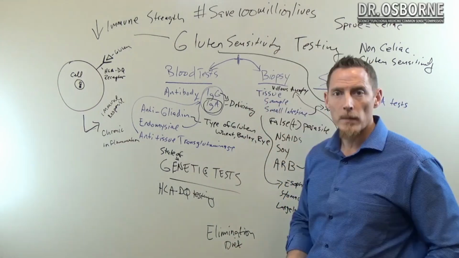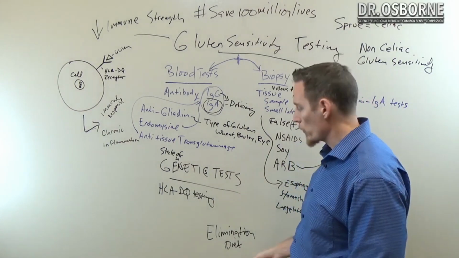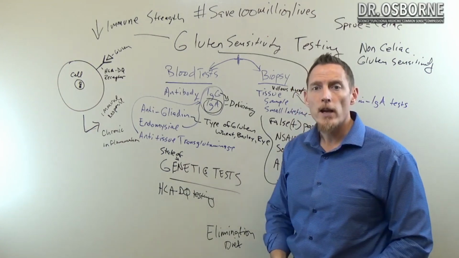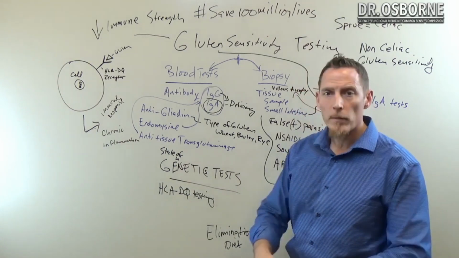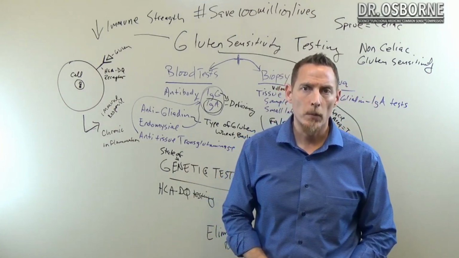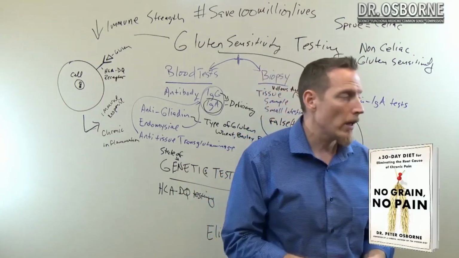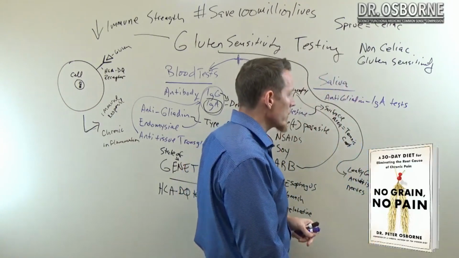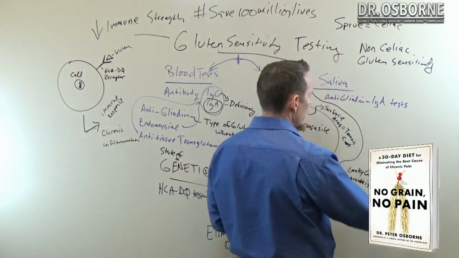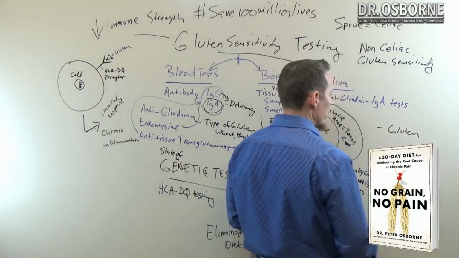I mean, you can do an elimination diet, and some people do, and they feel better, but here's what an elimination diet won't tell you. Understand, some people feel better. If you haven't read my book, No Grain, No Pain, I talk about a lot of these different concepts in the book, but some people feel better when they cut grain out of their diet. And one of the reasons that you can feel better when you cut grain out of the diet is because you're cutting gluten out of the diet. So certainly one of the reasons is gluten.